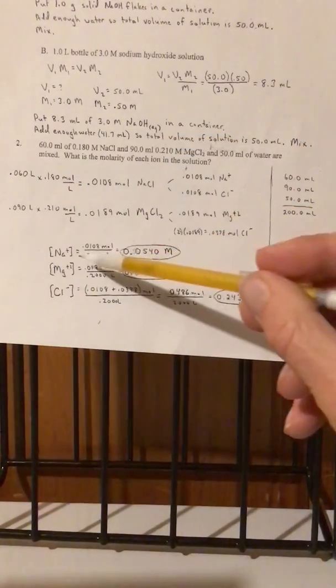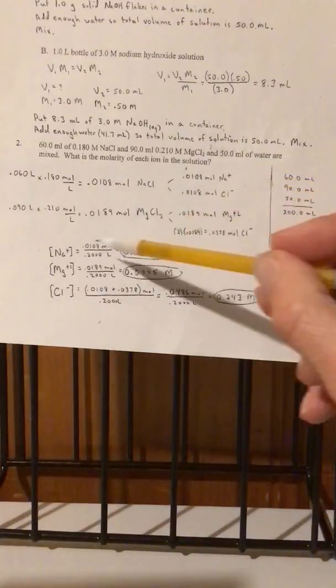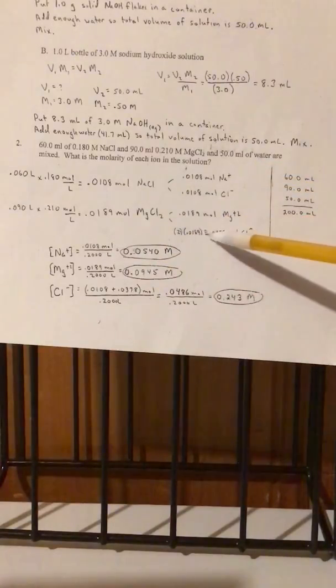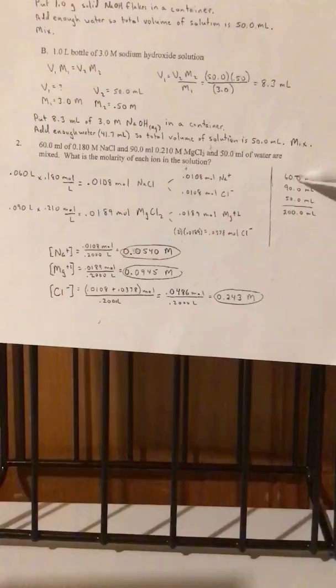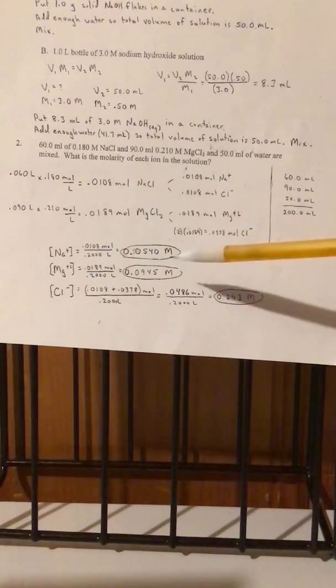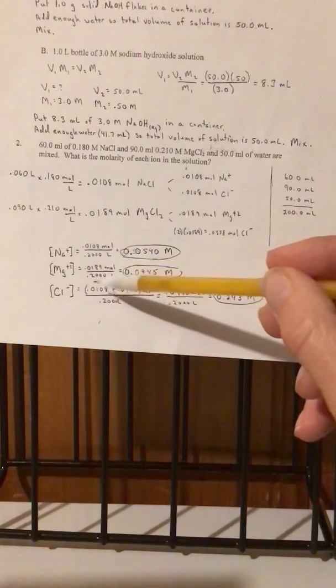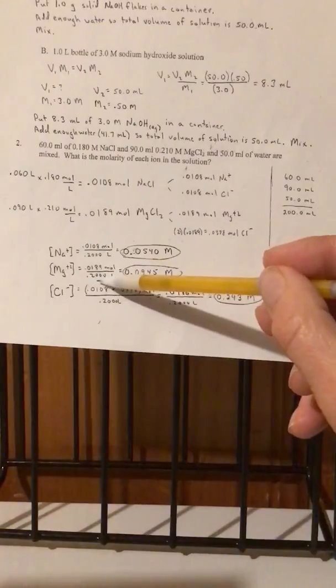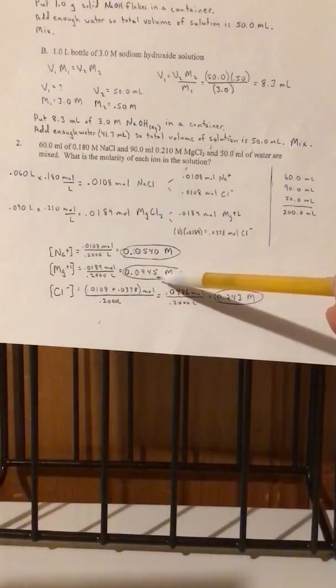So if I'm looking at the Na, I'd take my total moles from here, 0.0108, divide it by the total liters in the solution, which is the 60, the 90, and then the 50 of water, which is 200 milliliters or 0.200 liters. And I get 0.0540 molar. With the Mg, I do the same thing. I take the 0.0189 divided by 0.200, get 0.0945.